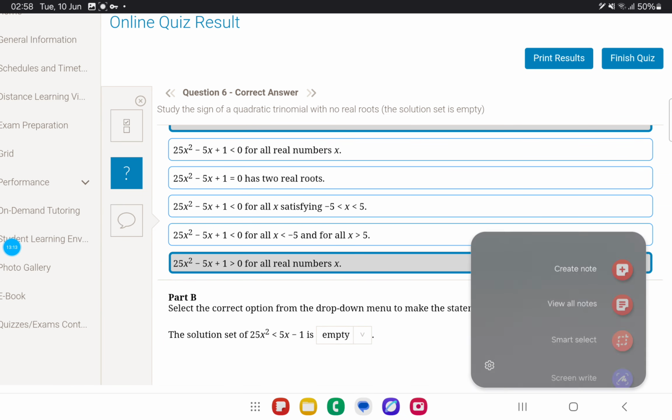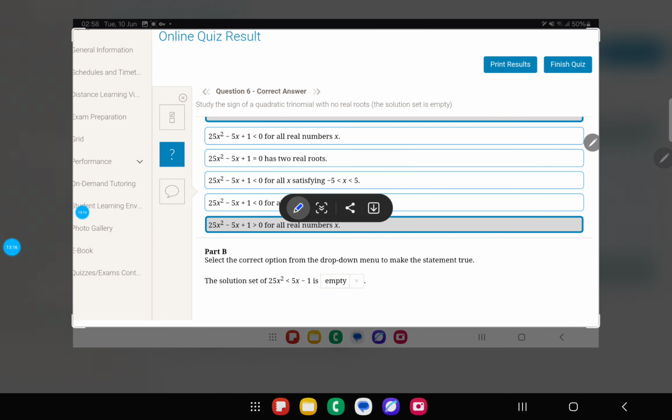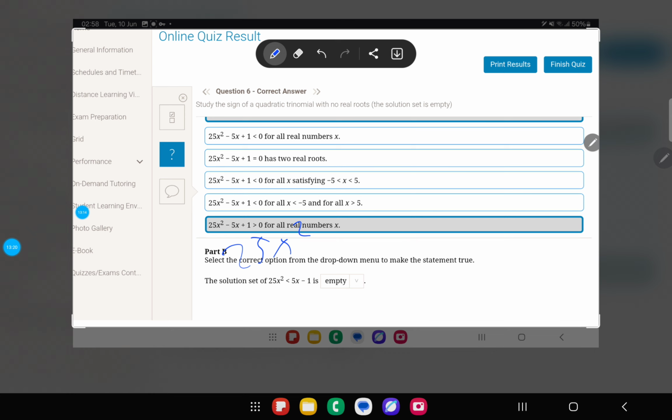Okay. The solution set of, let's write it down, 25x squared less than 5x minus 1. We're going to do 25x squared, flip it to the other side, minus 5x plus 1 less than 0. Now, since it's less than 0, its solution set is empty. Remember from the last question, it's less than 0, right? So its solution set is empty. There is no roots, so we can't say only for x equals to that. There's no roots, so we just say it's empty, and it's not real numbers because it's less than 0.